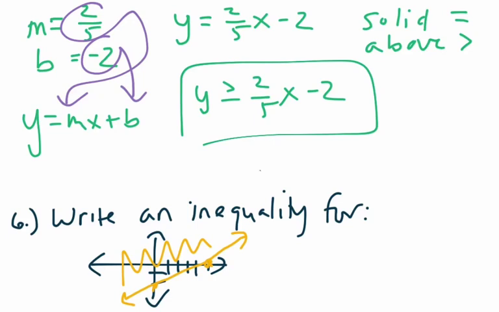So over here, I have a little bit of thought process. The solid line means that we're going to retain the equal sign. And then the fact that we're shading above the line means that we want y coordinates that are greater. So instead of an equal, what I want there is y is greater than or equal to 2/5 x minus 2. So that wraps up our lesson on two-dimensional inequalities.